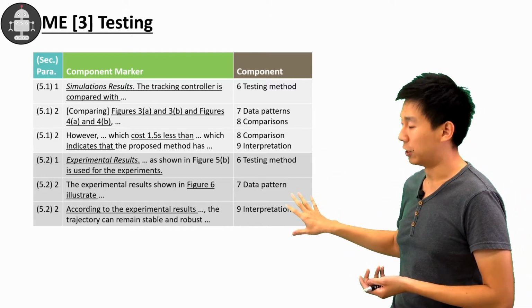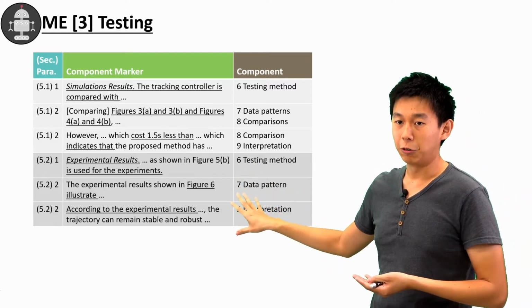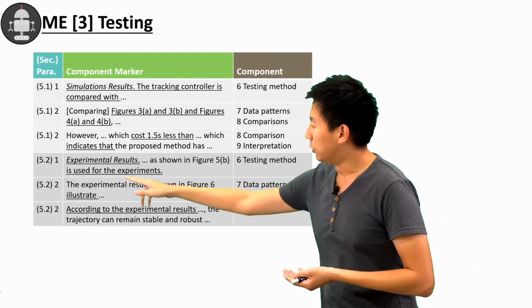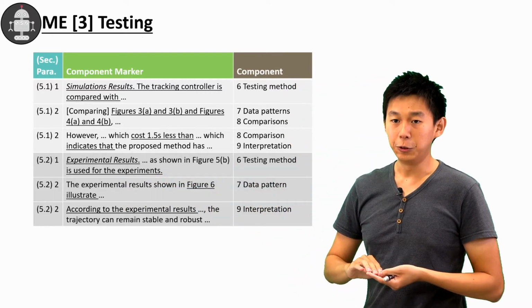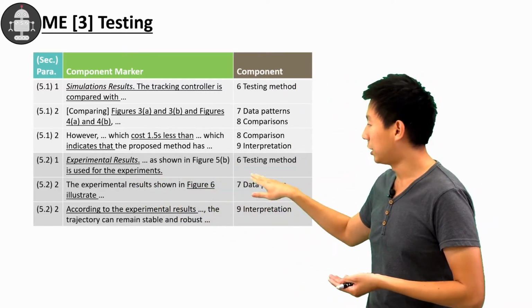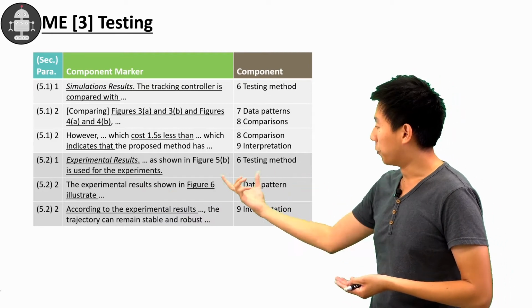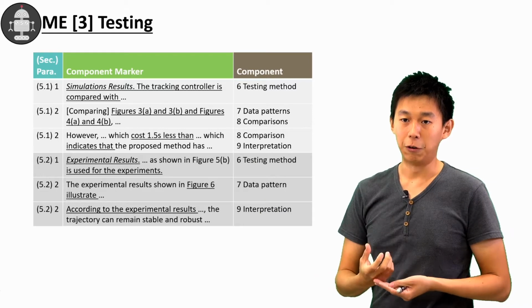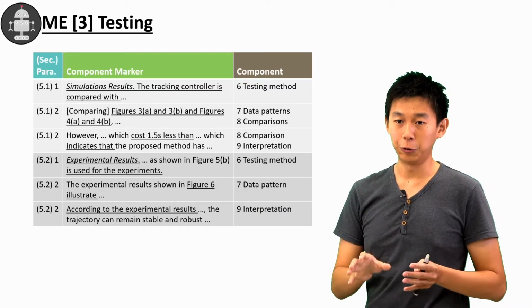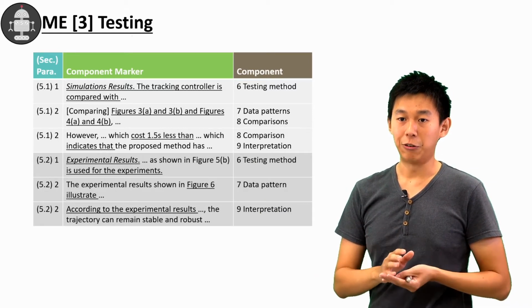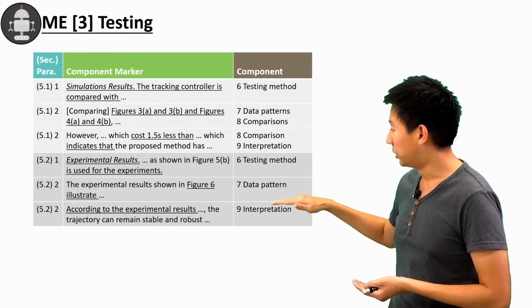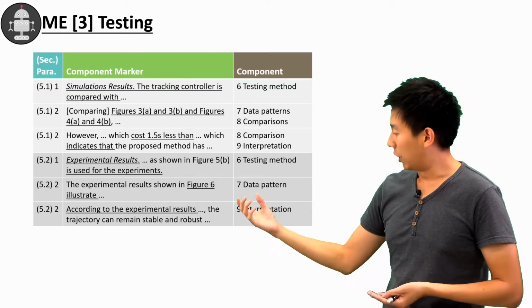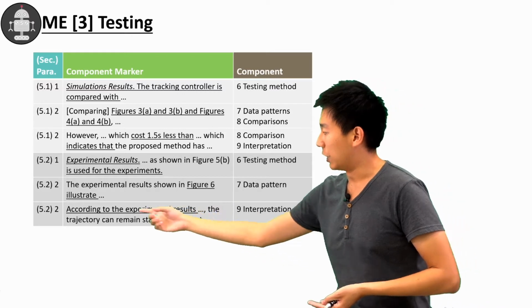Okay, let's look at the experimental results. As well, for this one, the author tried to use the titles as the testing method. And for figure 5b, they show the experimental setup for these experiments. They try to show you how they carried out the experiments. For the second one, they use figure 6 to illustrate.